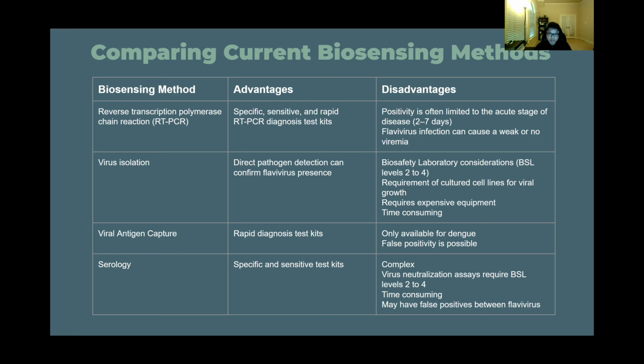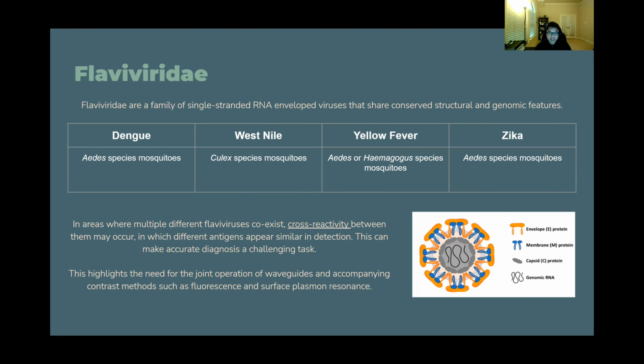And next, I'll get into Flaviviridae, which are a family of single-stranded RNA envelope viruses that share conserved structural and genomic features. Specifically, we looked into four different flaviviruses, those being dengue, West Nile, yellow fever, and Zika. This is important because in areas where multiple different flaviviruses coexist, cross-reactivity between them may occur, which is when different antigens appear similar in detection. This can make accurate diagnosis a challenging task. So overall, this highlights the need for the joint operation of waveguides and accompanying contrast methods.